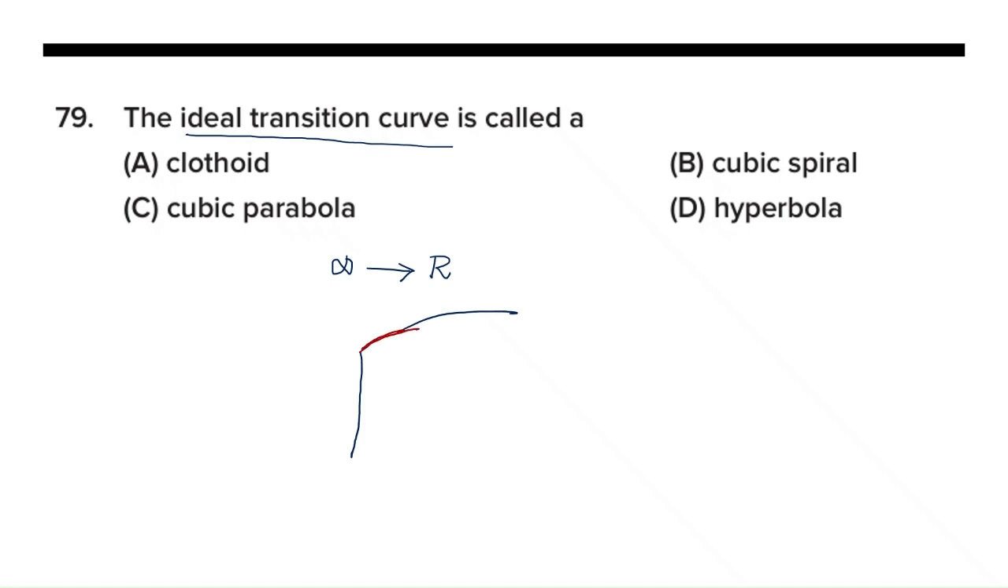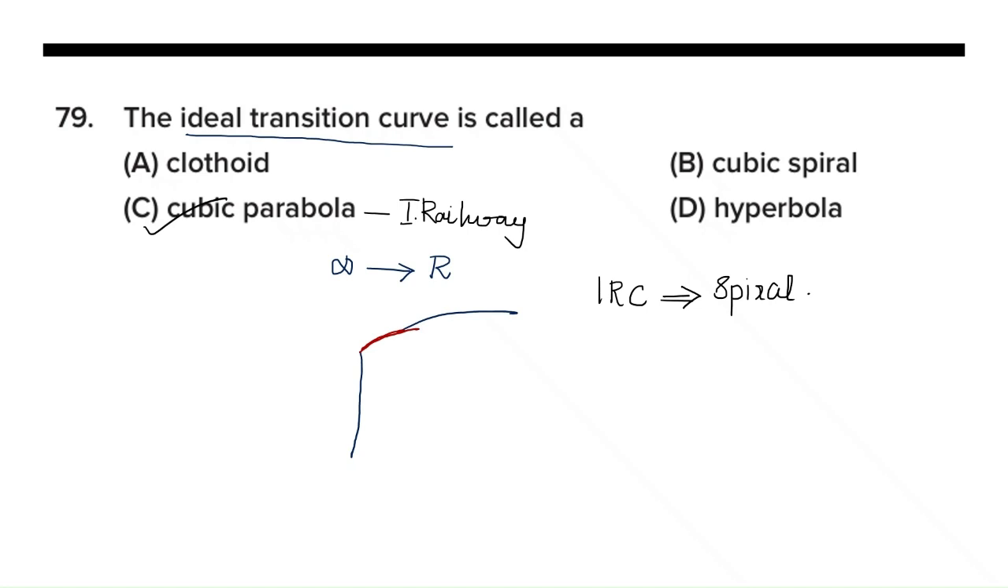And railway board has decided that on Indian railways transition curve will normally be laid in the shape of cubic parabola. So as per Indian Railway, the ideal shape of transition curve is cubic parabola. And as per IRC, Indian Roads Congress, the ideal shape of transition curve is spiral, and these spiral curves are ideal in highways. So as per railway standards, cubic parabola is ideal, and as per Indian Roads Congress, spiral is ideal.